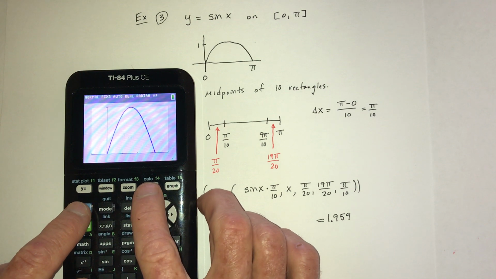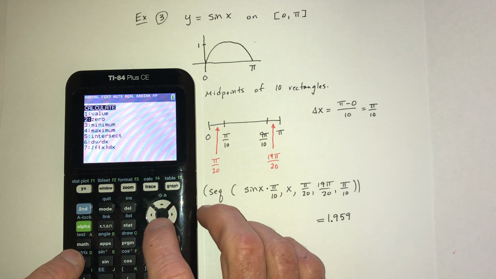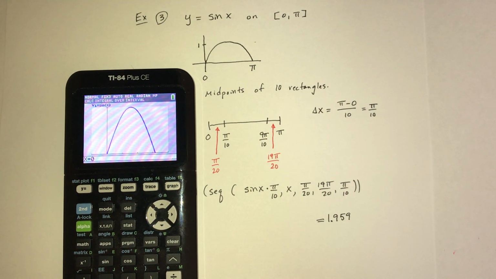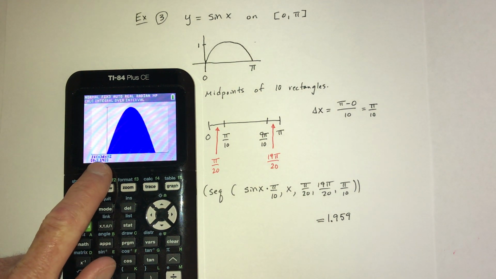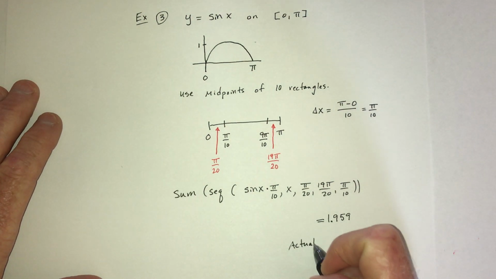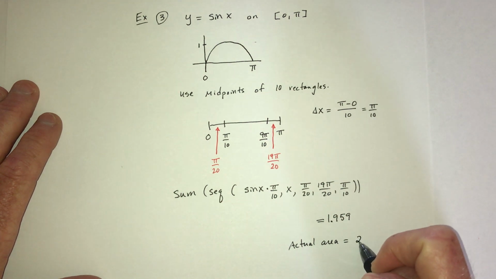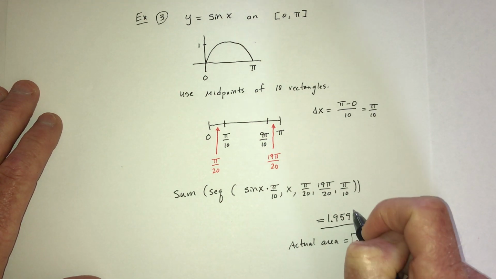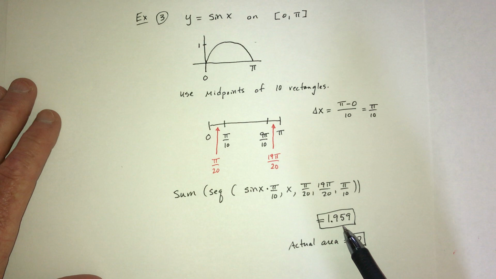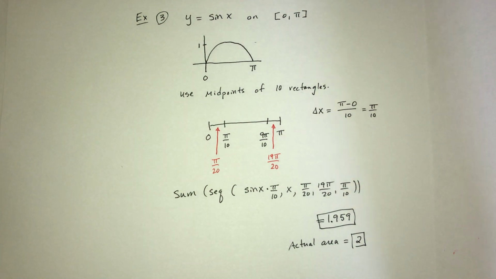And now, to find the actual answer, go to second calculate, number 7, starting at 0 and going to pi. And the actual answer is 2.0. So my estimate, when using just 10 rectangles, is not too bad of an estimate. 1.959, if the actual answer is 2, that's pretty good.